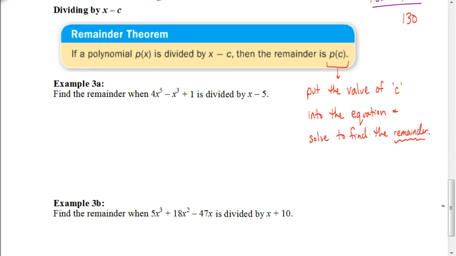Let's look at this last theorem. This last theorem is called the remainder theorem. And this is meant to help us out, where if we want to figure out what the remainder would be without actually having to completely divide it, if we have a polynomial divided by x minus c. So notice it's not x squared, it's just x minus c. Then the remainder is p of c.